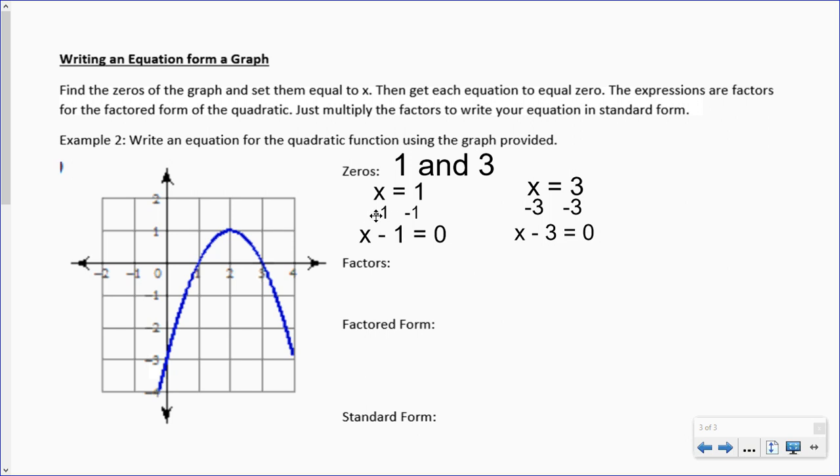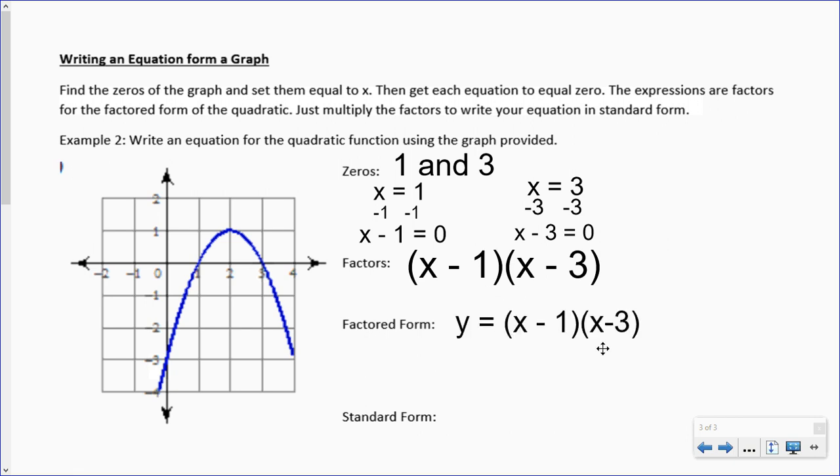Now the stuff that equals 0, the x minus 1, the x minus 3, those are my factors. Okay? Those are the parts of the binomial. So this is where I was going to show you about the polynomials. You could graph it, find the zeros, and then come up with the factors from there. So, since I know my factors, I can write my equation in factored form. However, most of the time, they're probably going to want you to write it in standard form.